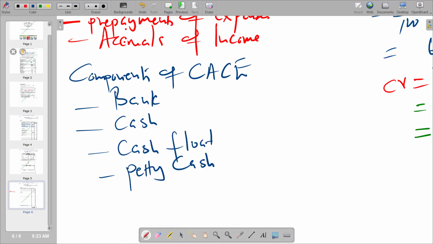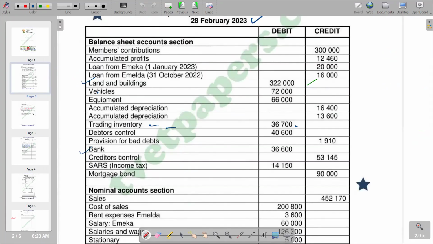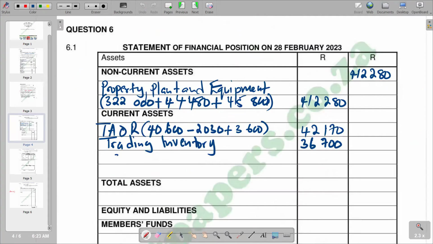So according to our question, we see that we only have bank. We do not have an additional component of cash and cash equivalents. So we are just going to take our 36,600 as a representation of our cash and cash equivalents. So we come here and say cash and cash equivalents. In the exam, obviously, you have to write in full cash and cash equivalents. The same applies to trade and other receivables. You just write in full trade and other receivables. So the figure that we got for cash and cash equivalents was 36,600.